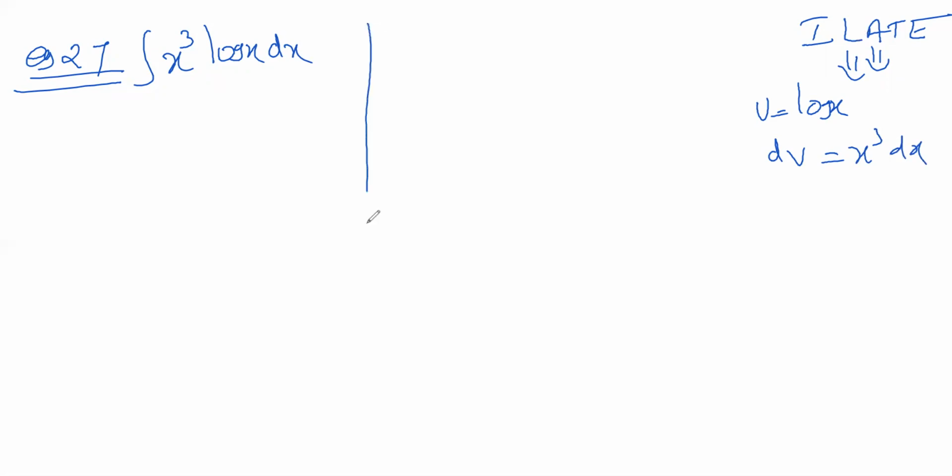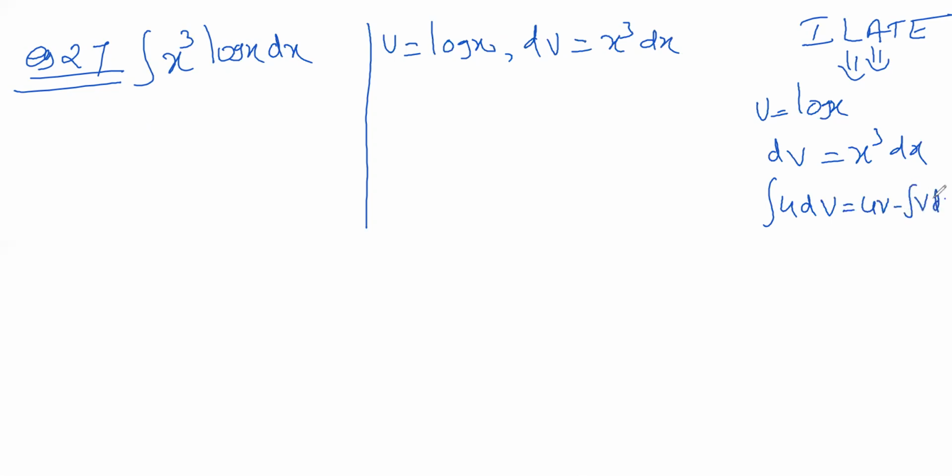Now here I am writing once again. So u is equal to log x, and dv is equal to x cube dx, right? And since u is of the form log x, we use the integration by parts formula: integral u dv is equal to uv minus integral v du. This formula we are going to use. When u is equal to x power n, only this type we use Bernoulli's formula. Here u is equal to log x, so we are using the integration by parts formula.